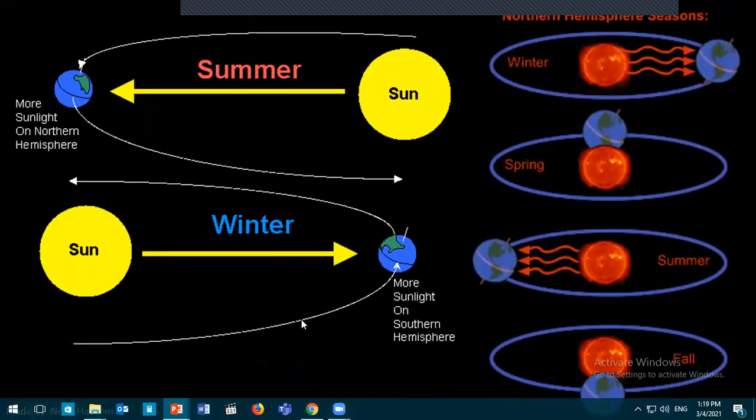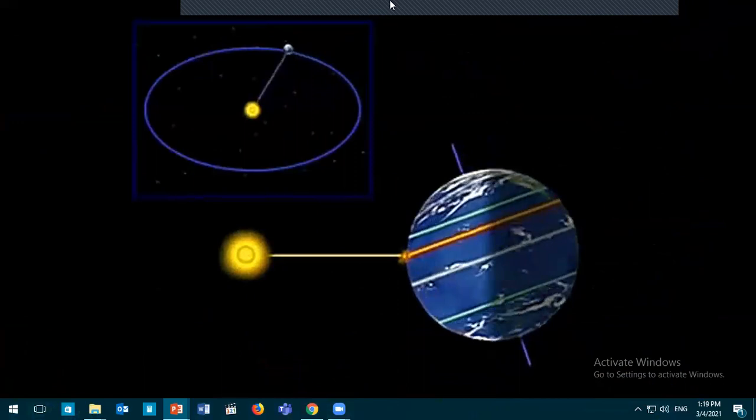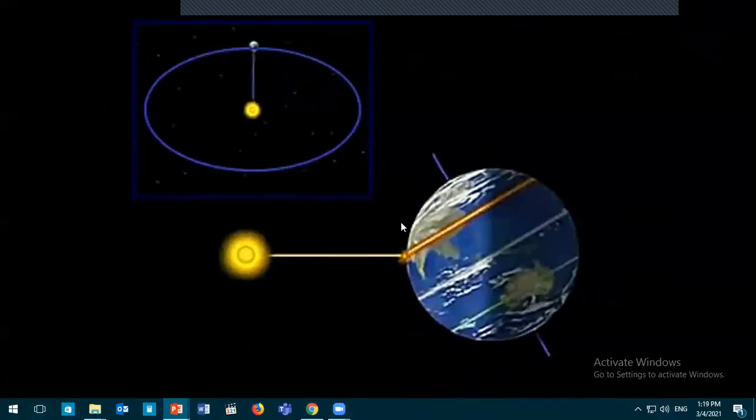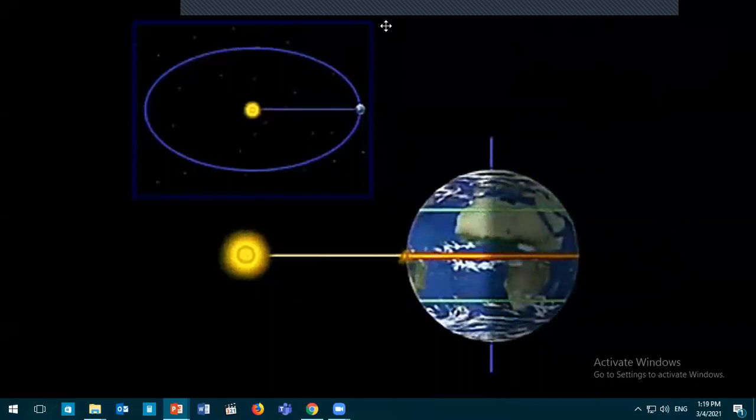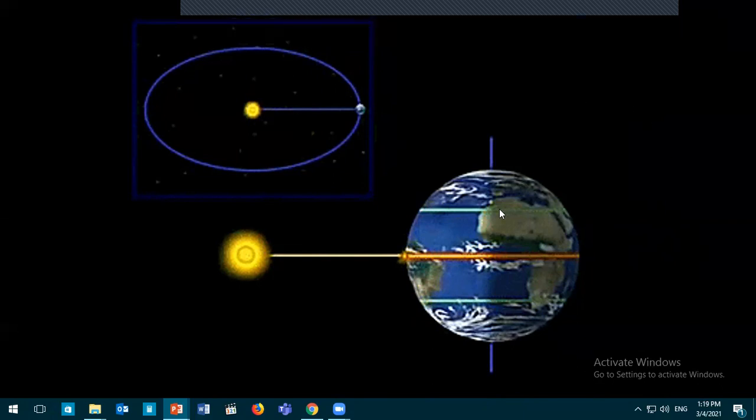Okay. Here it's showing you what would happen if the Earth was not tilted. Let's go back again. Here the Earth, as you can see, is not tilted. The Earth is standing up straight, so the sun is only heating the equator. Can you see that? It's not moving or heating different places. So if the Earth was not tilted, we would have the same season the whole year round. Do you get it? Yes.